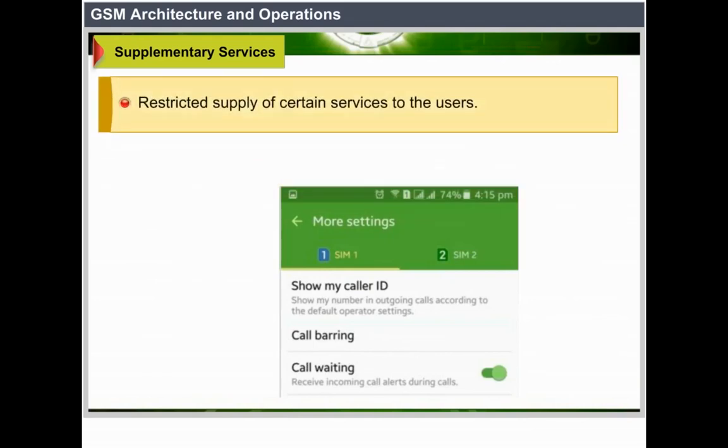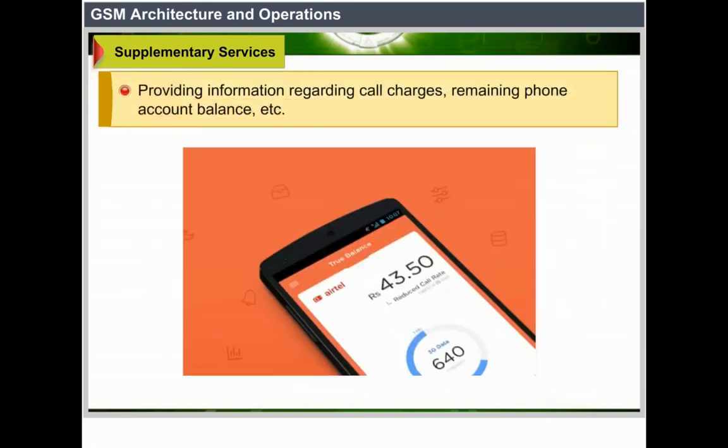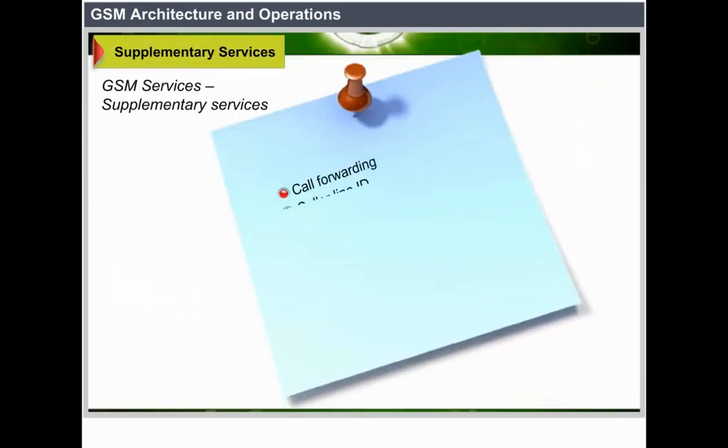Restricted provisioning of certain services to the users. Internet and email access granted on special request from users. Providing information regarding call charges, remaining phone account balance, etc. GSM services: supplementary services.